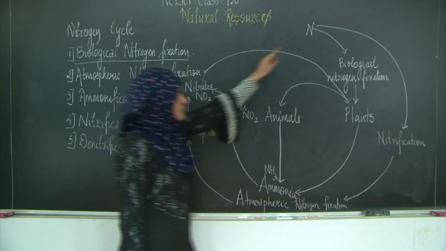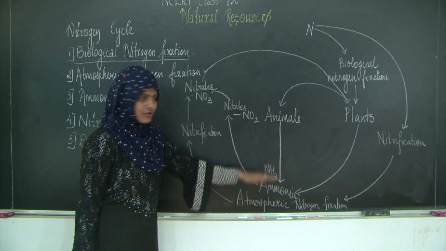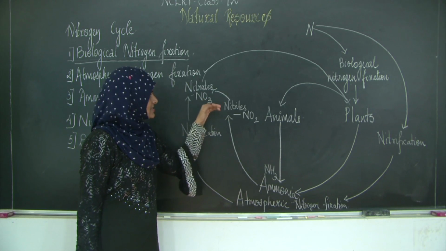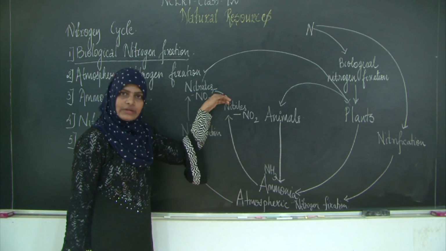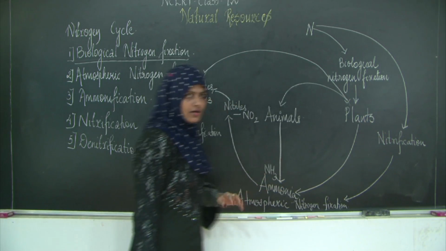Okay. Due to the industrial nitrogen fixation and whatever waste is there from plants and animals, the ammonia will get converted into nitrites. This nitrite further will get converted into nitrate. Okay. And the nitrates can be easily taken up by all the plants.